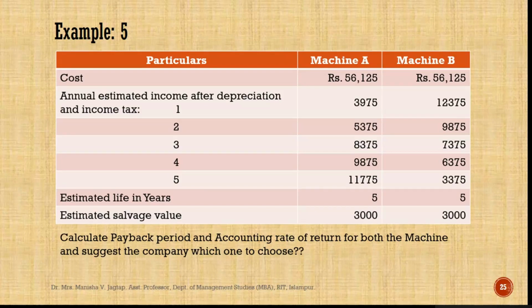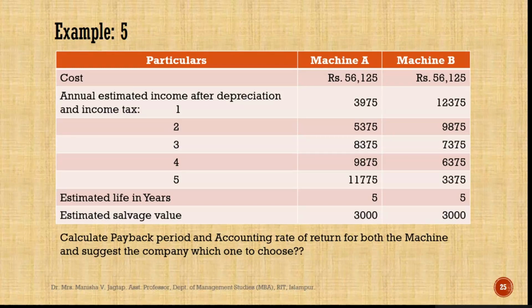So let us see what information they have given concerned with both the machines. First is cost. Cost of both the machines is the same, rupees 56,125. Next information is concerned with annual estimated income after depreciation and income tax. That means this is the income where they have already deducted depreciation and tax.